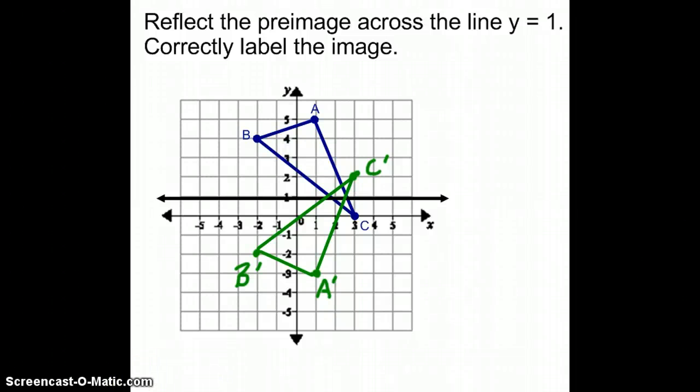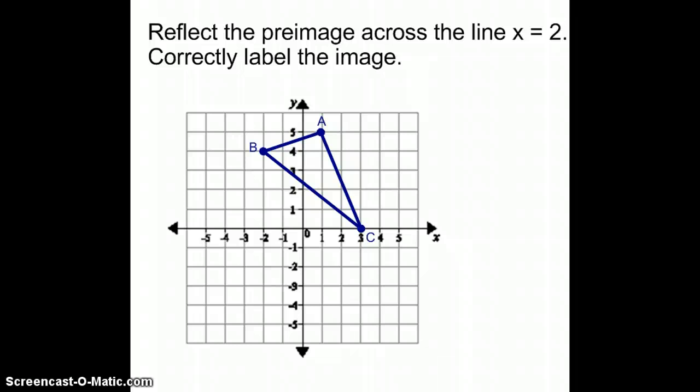Moving on to our next diagram, our new directions say to reflect the pre-image across the line x equals 2. Correctly label the image. So now we are given the line x equals 2. This is a vertical line that crosses the x-axis 2 units away from the origin. So we can draw in our line of reflection, x equals 2. We can now again reflect our pre-image points over the line of reflection.